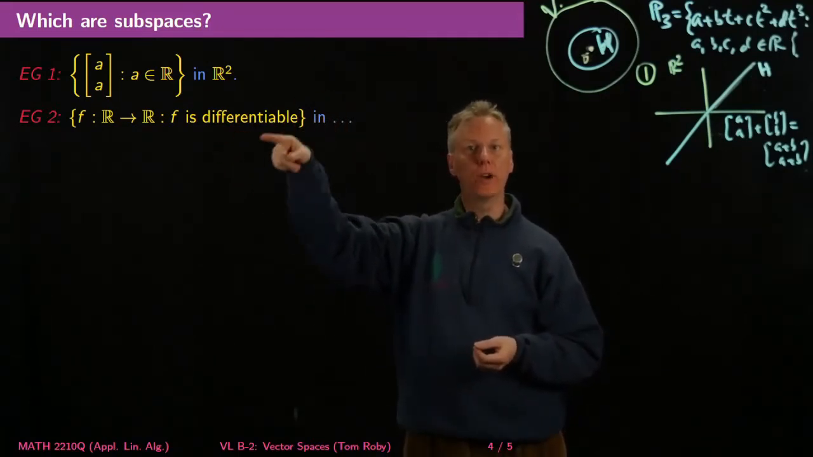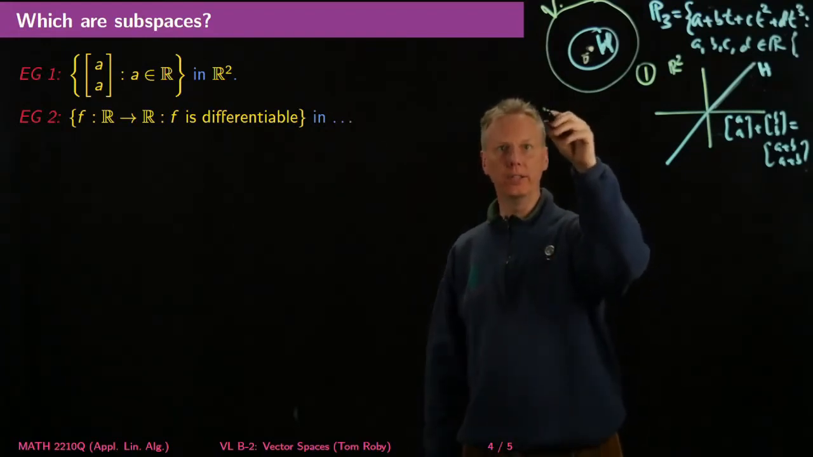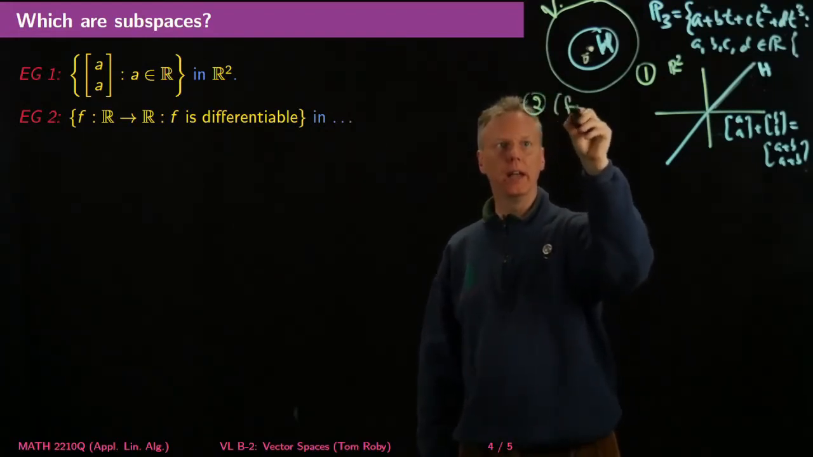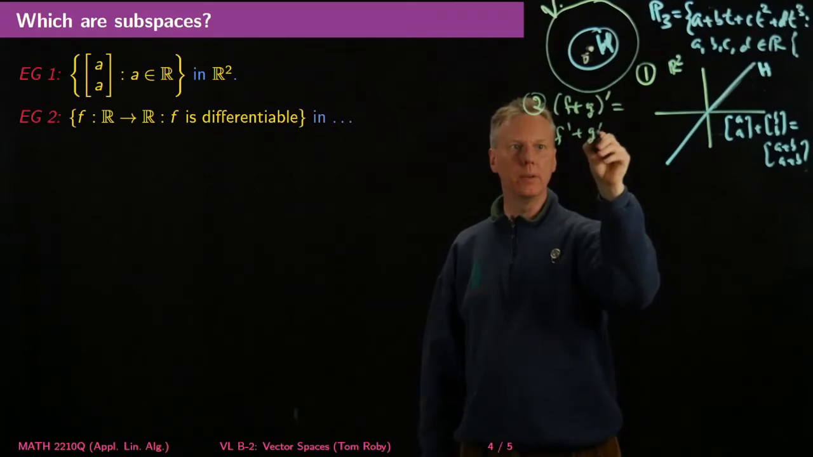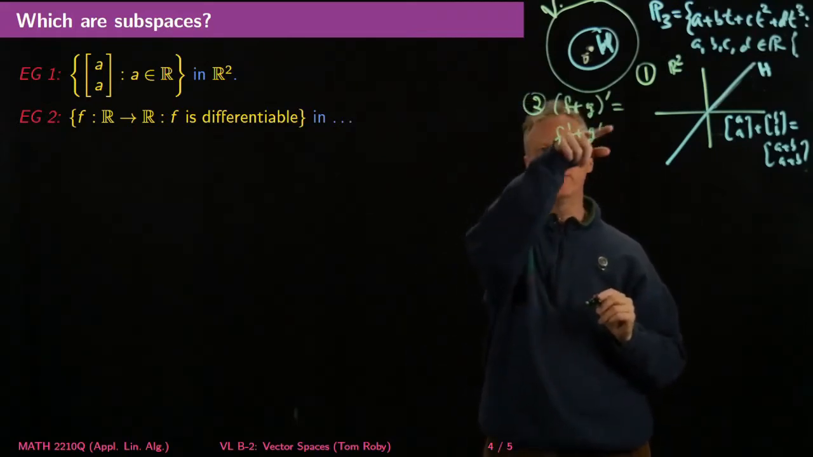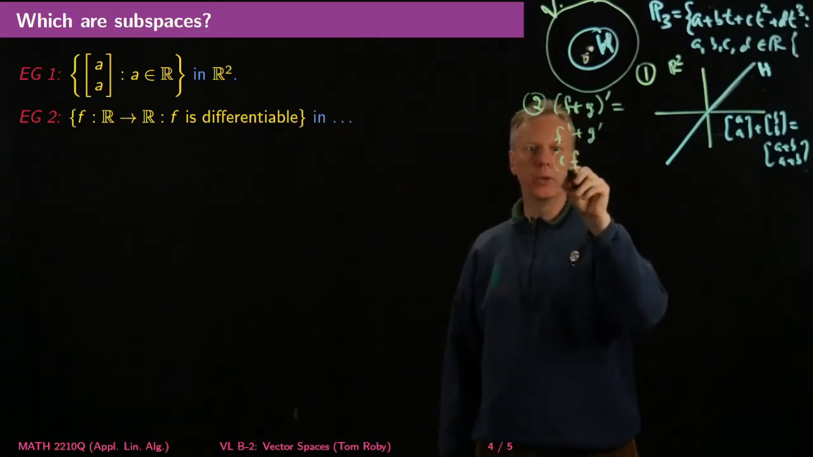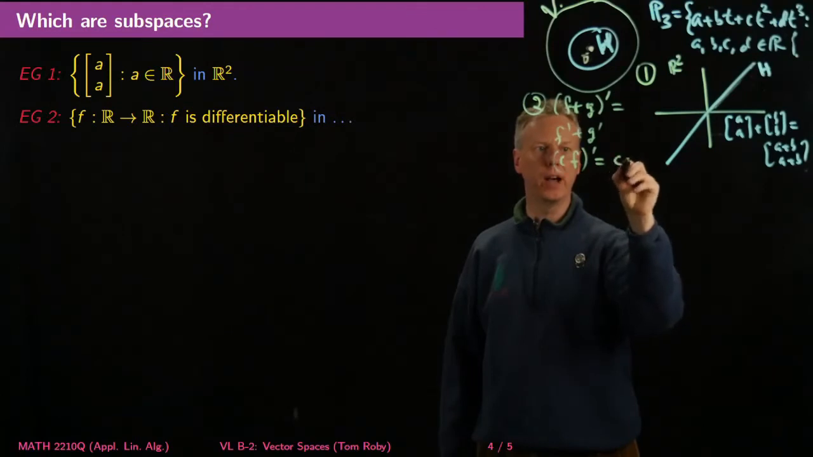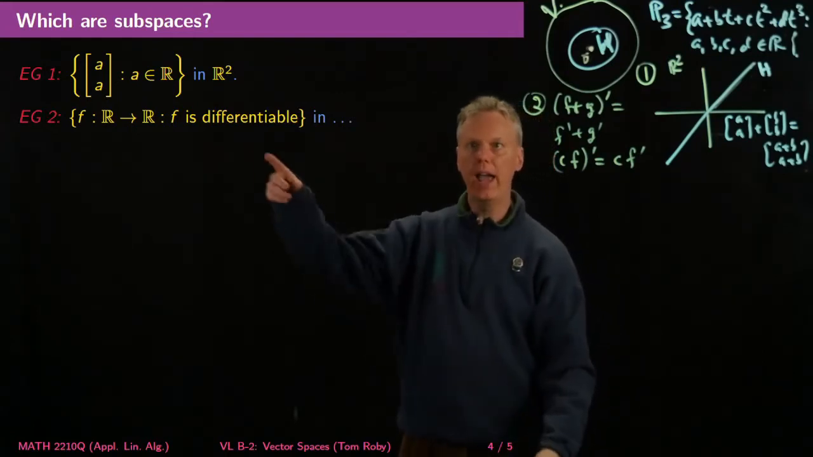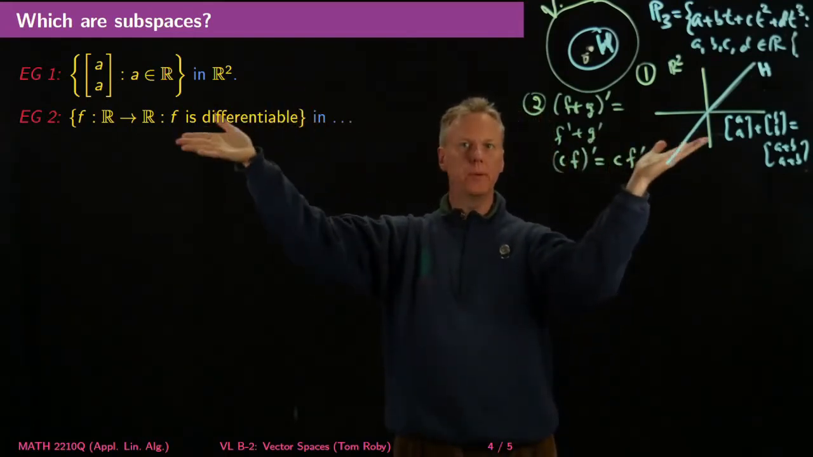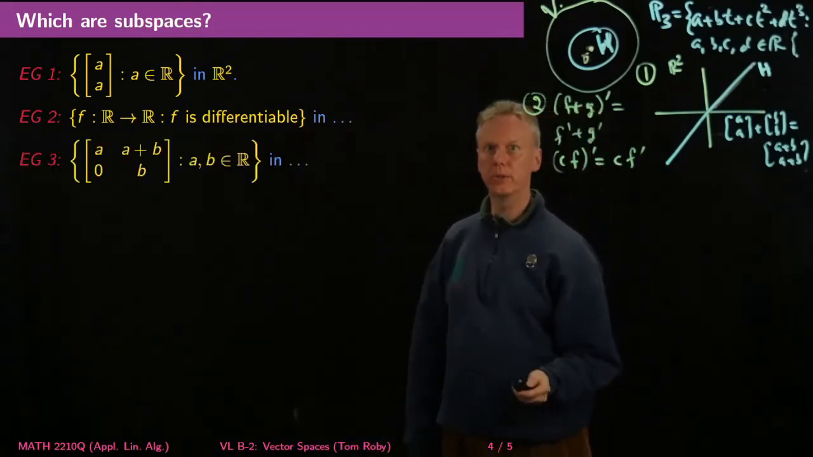If I add two differentiable functions, is the sum differentiable? Right? So now you need to use something along the lines of, well, we know that the derivative of the sum is the sum of the derivatives, right? So if f and g are differentiable, then f plus g also is. And we also know that if I multiply f times a constant and take the derivative of that, the constants pull out. Okay? So that means that if I have any function in here, the sum of any two functions is in there and any scalar multiple is, so therefore this is a subspace. Okay, so we're doing pretty well here.